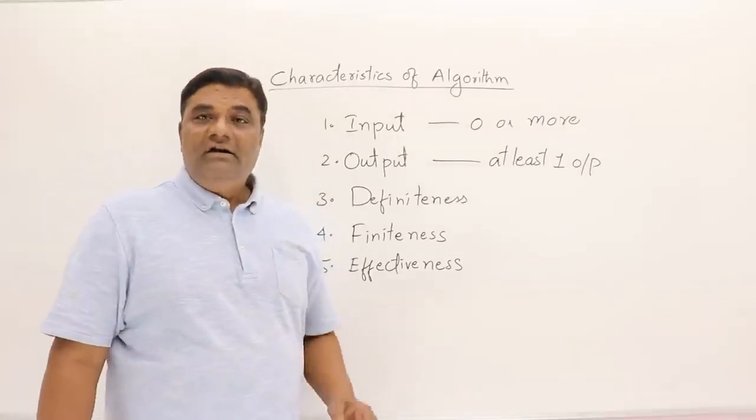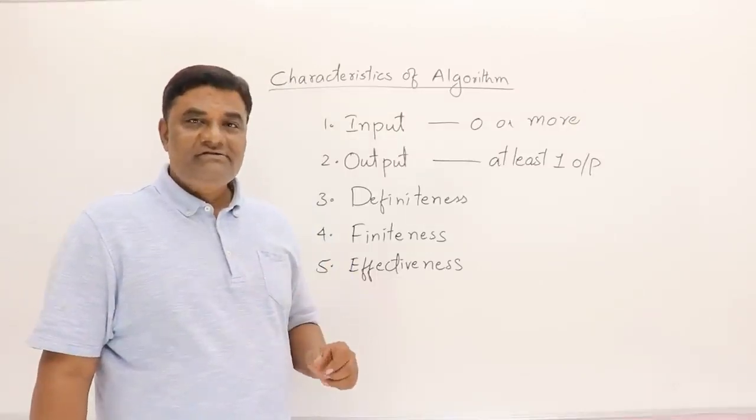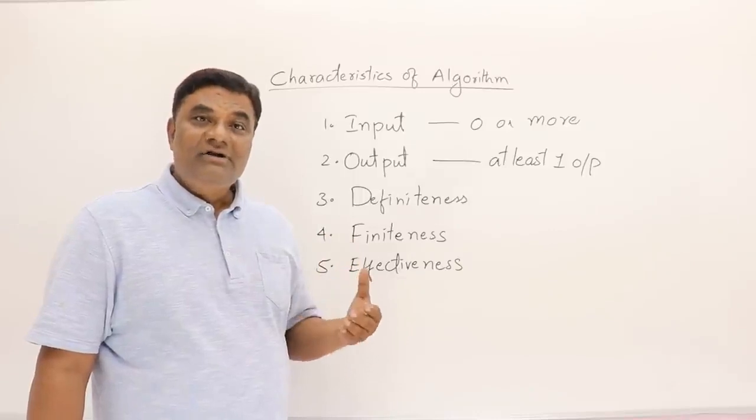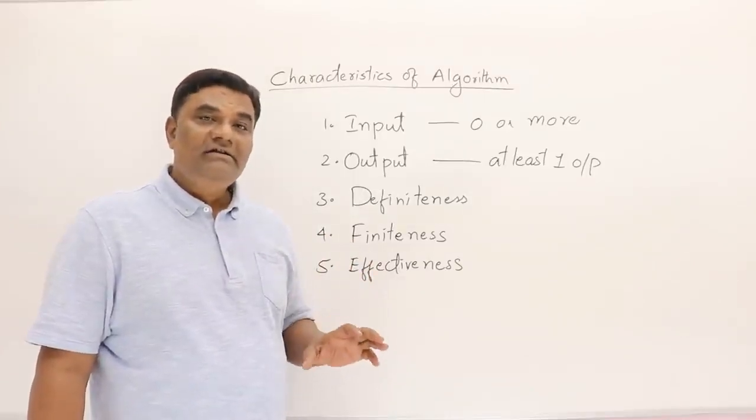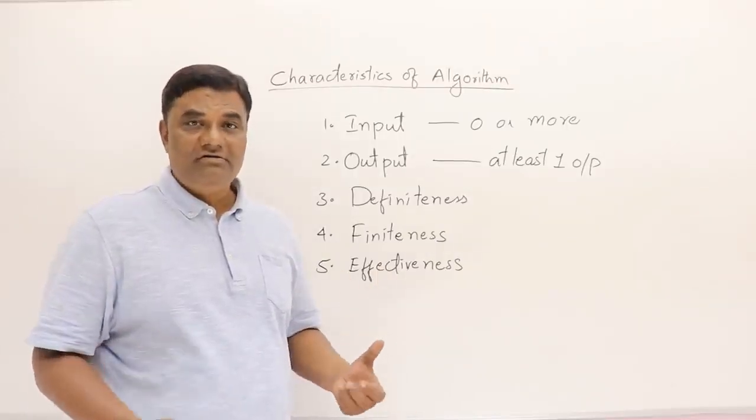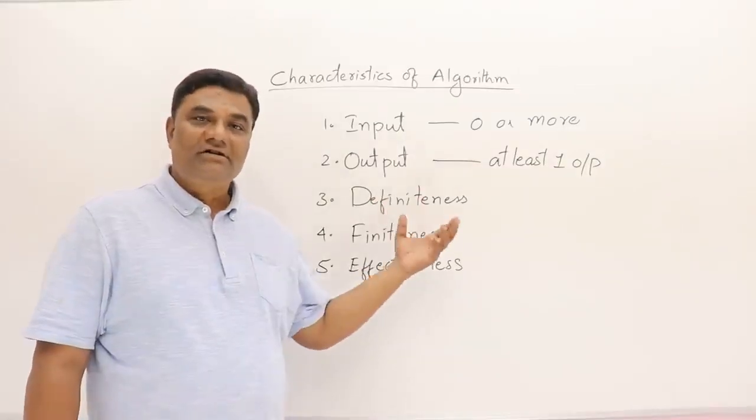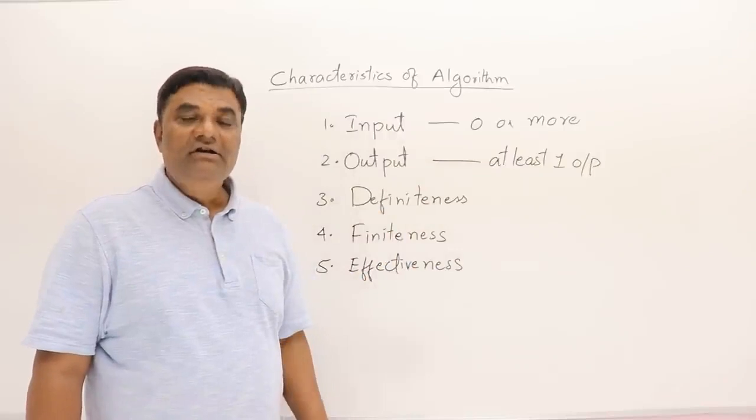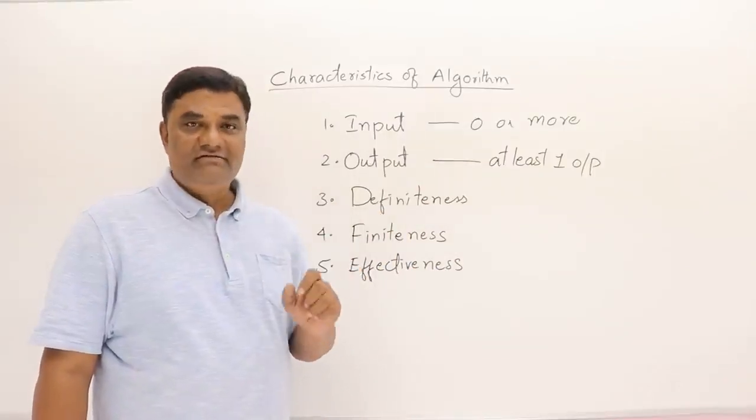Then, definiteness. Every statement should be unambiguous and it should have a single and exact meaning. You cannot write any statement which cannot be understood or which cannot be solved. Like if we human cannot solve it, we can't ask our computers to solve that one. So every statement that you are writing should be definite, that is clear.